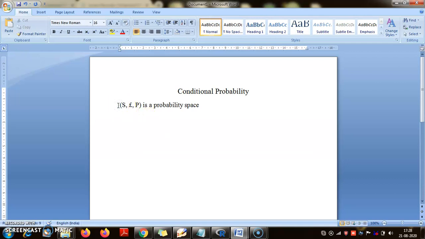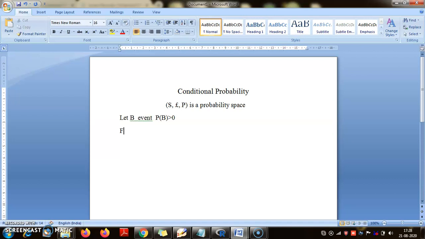Let us start with a probability space. We are all by now familiar with the concept of probability space. Now given a probability space, let B be any event, that is B is an element of this collection of subsets. B be an event such that probability of B is positive. For any event, probability is a non-negative number, but we are taking an event that has a positive probability.